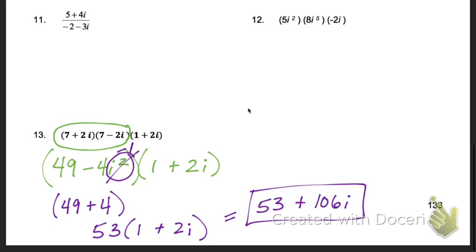So anytime you see an i squared, go ahead and change that to negative 1. Or anytime you see i cubed, change it to negative i. i to the 4th, change it to 1.